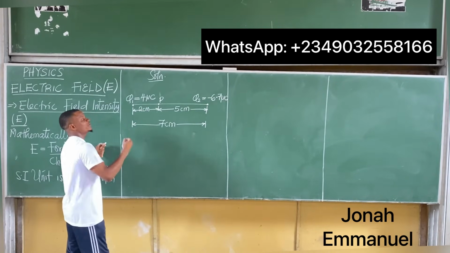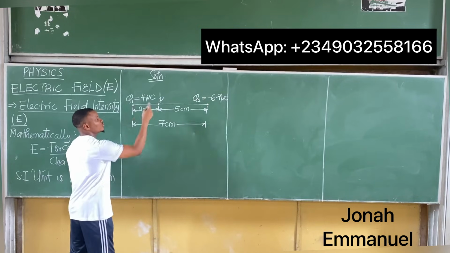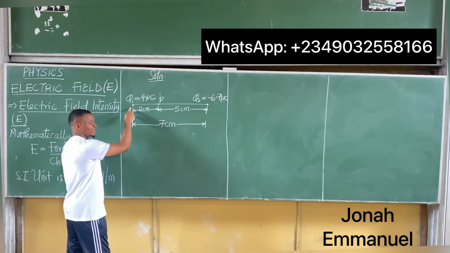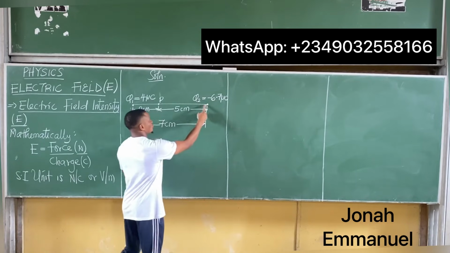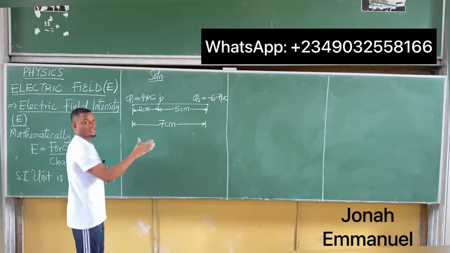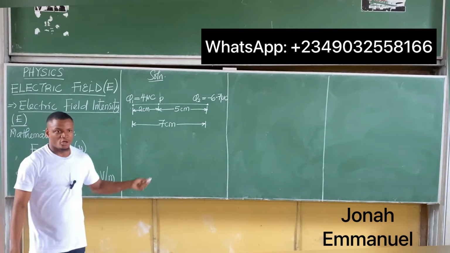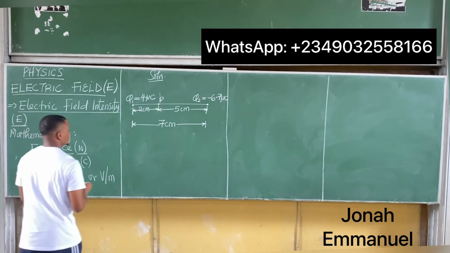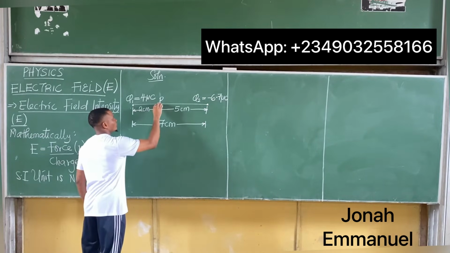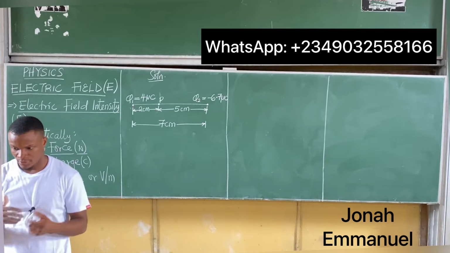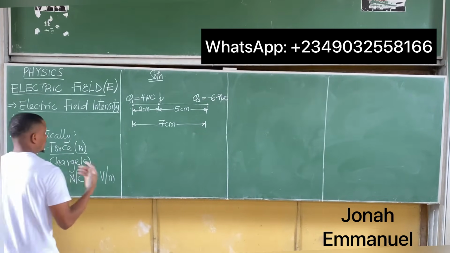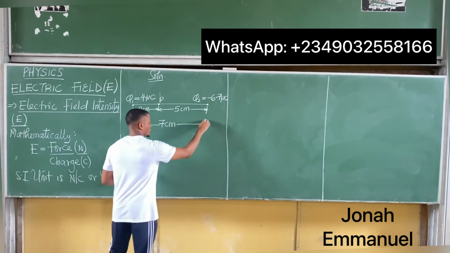First of all, find the electrical field intensity at this point due to this charge. Then add that value to the electrical field at this point due to this charge. So I'm saying, take that. Okay, copy this first. Copy this, please.